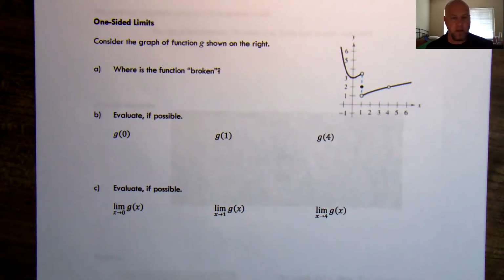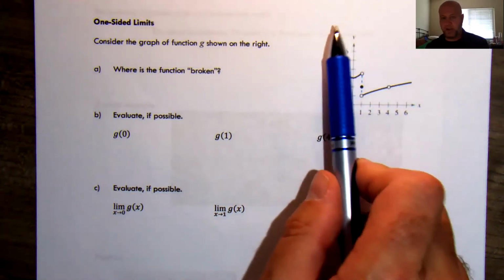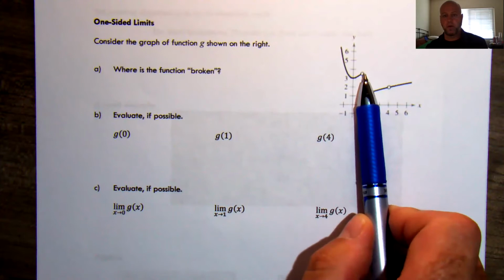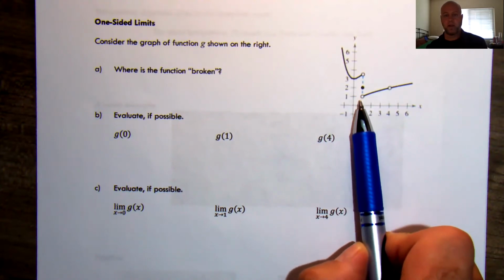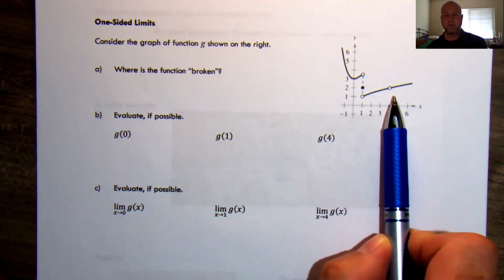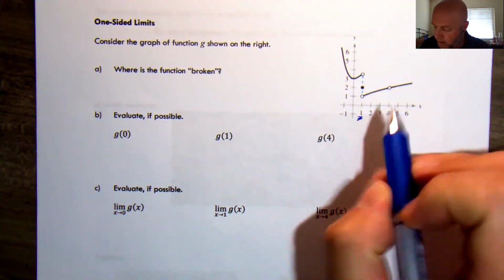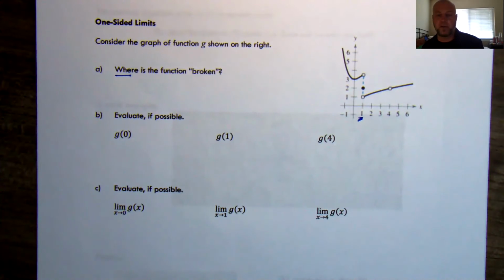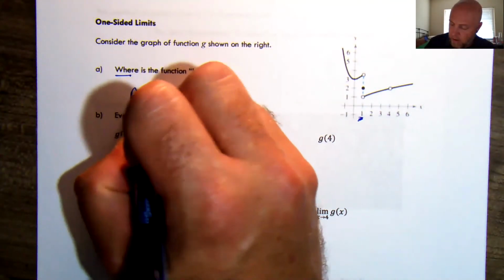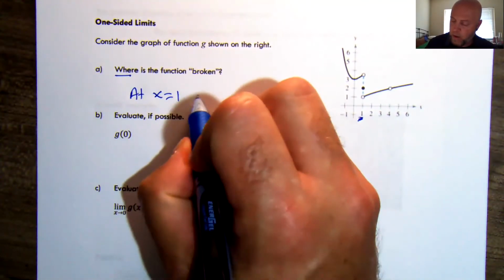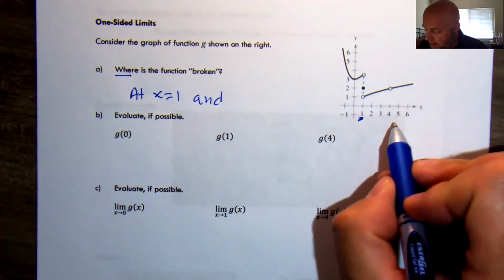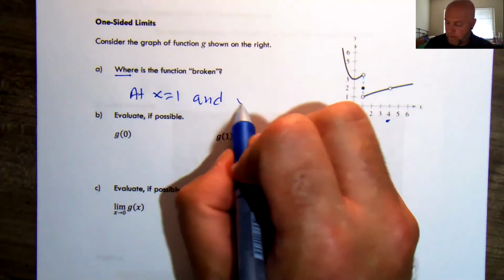Let's start in part A. Where is the function broken? We can see that the function comes down with this little loop, has a little break, and then continues. There's another break, and it keeps going. So I see that the function is broken. By the way, where is a reference to the inputs. It's broken at x equals 1, and then again at x equals 4.